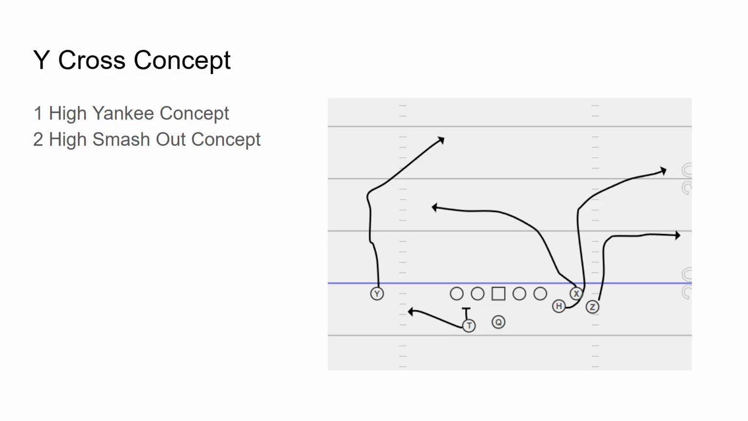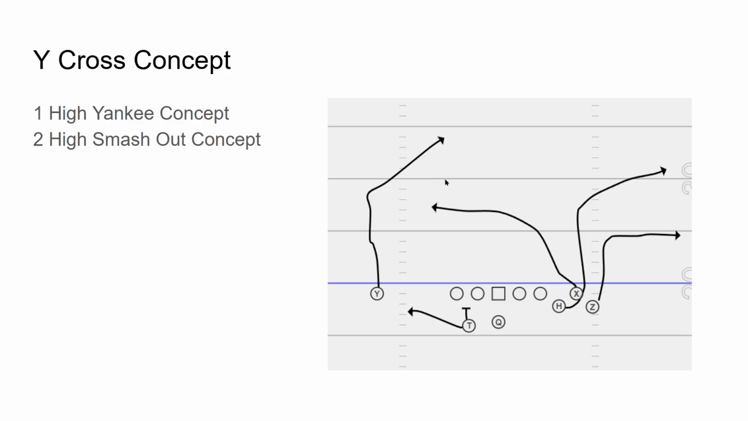So here's a Y cross concept out of this. It's going to be a little bit confusing on this one. You would think, when I was studying this concept, this actual post and Y cross concept is actually very good versus a one high coverage. So they call that the Yankee concept. So Yankee concept to the boundary.